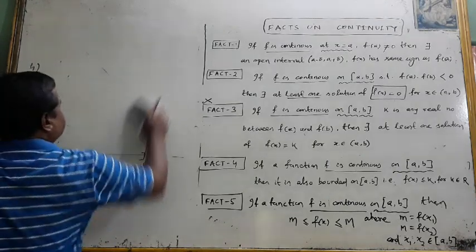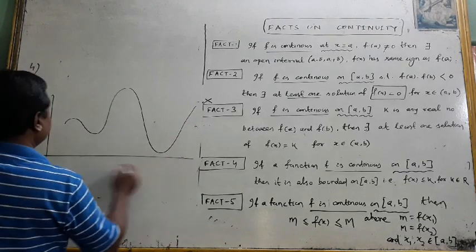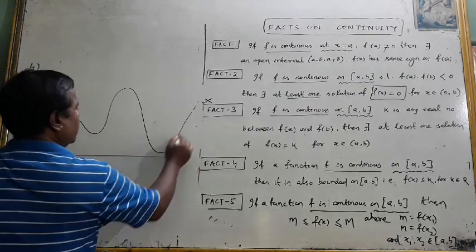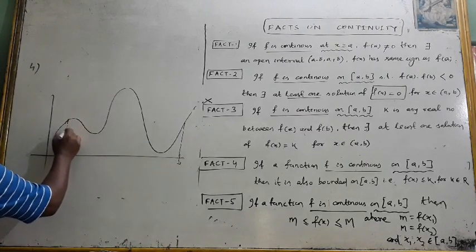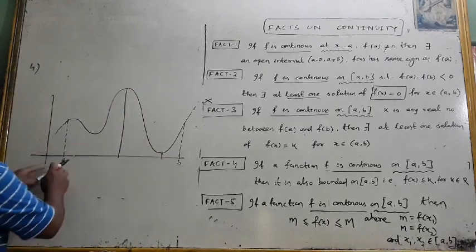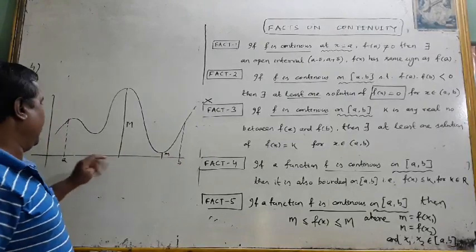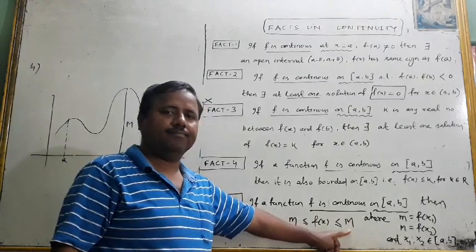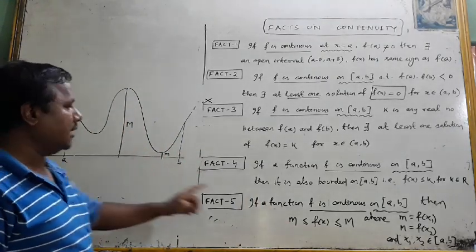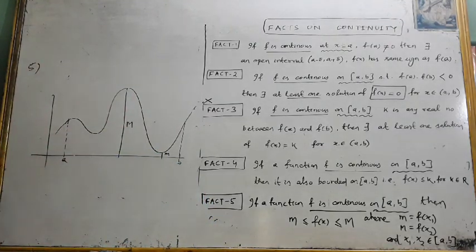I can also draw another picture like this. Then this is my A and this is my B point. This continuous function is bounded by this, and all values of f(x) on this interval [a, b] have upper bound capital M and lower bound small m. That is, every value of f(x) must be less than capital M, and every f(x) must be greater than small m, where M and m are attained at some x1 and x2 points in this interval [a, b]. So this is fact 5.